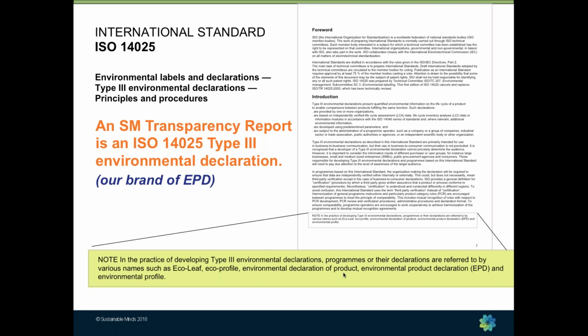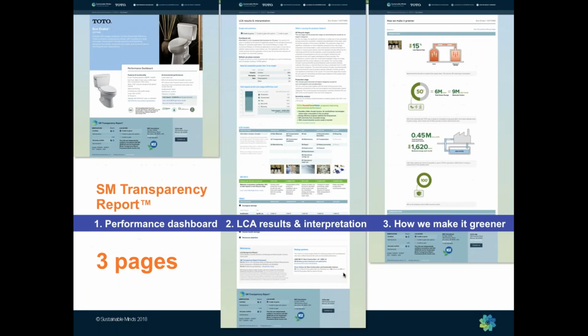But we called it a transparency report because we wanted to indicate that it was different, that there was going to be more information than what you would typically find in a traditional EPD. And we are going to be able to include other types of information, other environmental information, like material ingredient disclosure information and those stories. And so this is the standard transparency report.